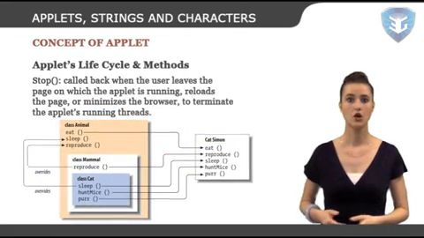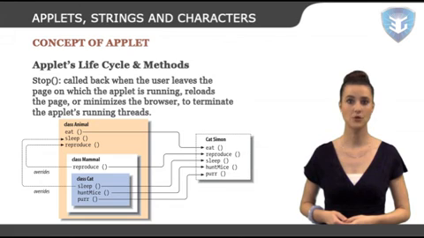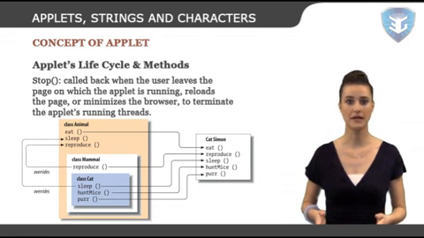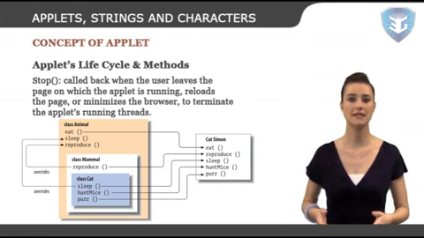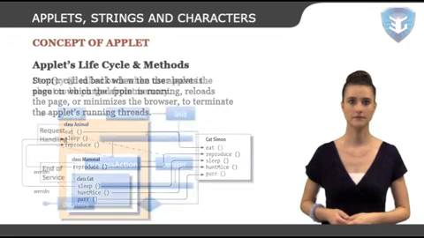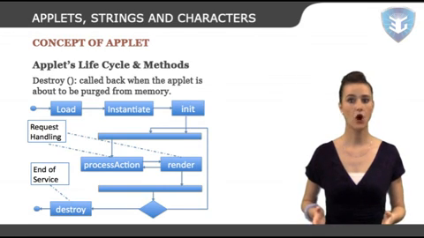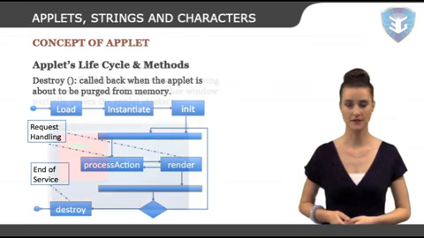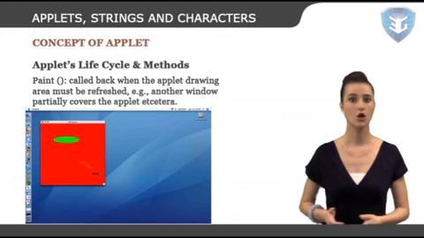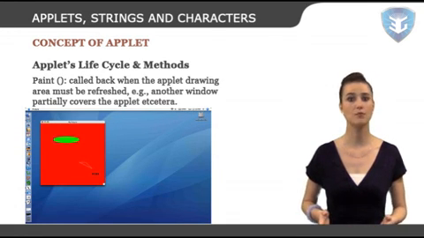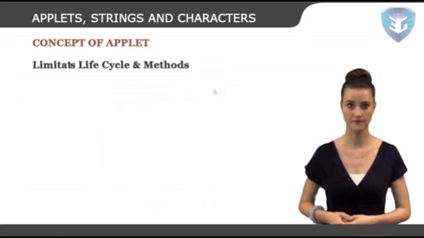Stop method, called back when the user leaves the page on which the applet is running, reloads the page, or minimizes the browser to terminate the applet's running threads. Destroy method, called back when the applet is about to be purged from memory. Multi-threaded applets can use destroy method to stop any live threads. Normally, the Java garbage collector takes care of memory management. Paint method, called back when the applet drawing area must be refreshed, for example, another window partially covers the applet.